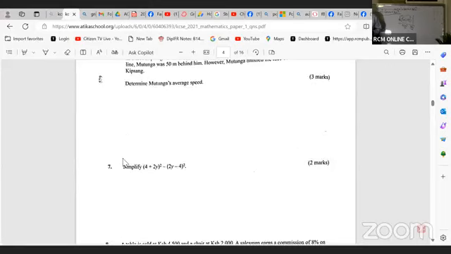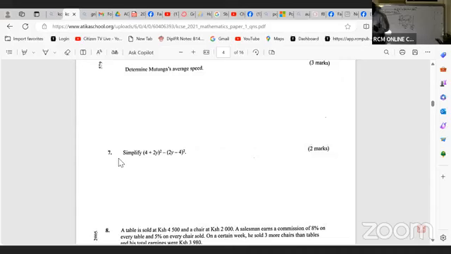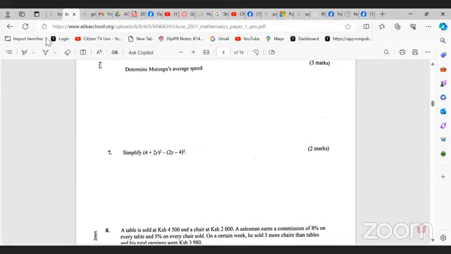It is example 7 of KCSE Mathematics Paper 1, where they want you to simplify (4 + 2y)² − (2 − 4)². You can come and copy from here. Simplify this. Are you able to see it?